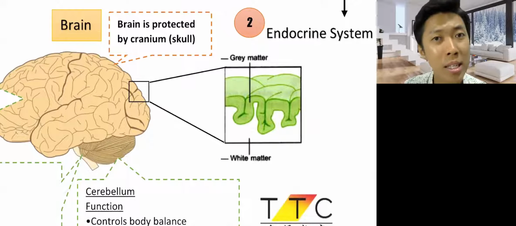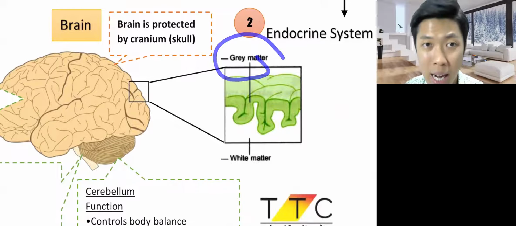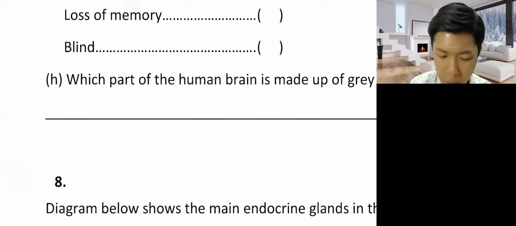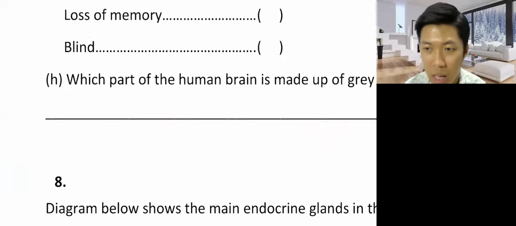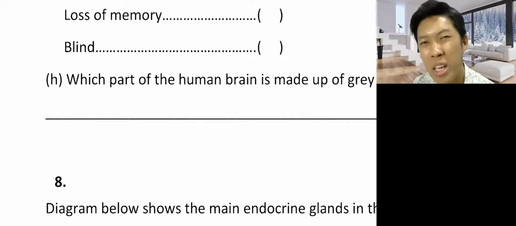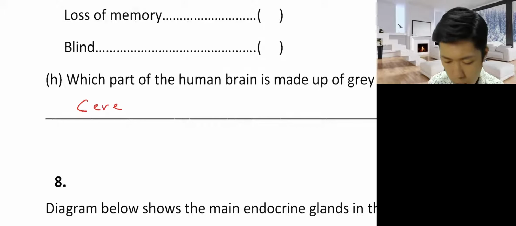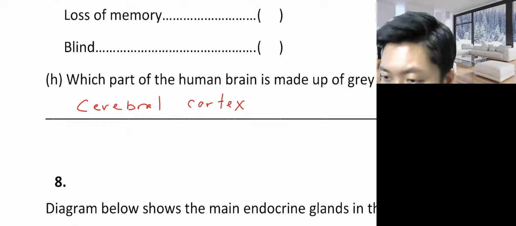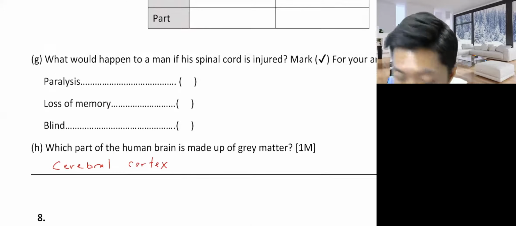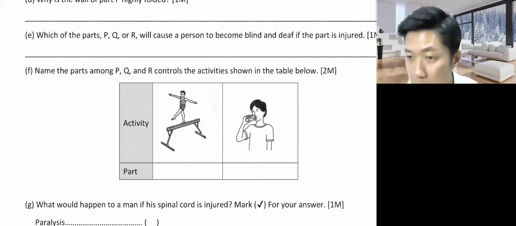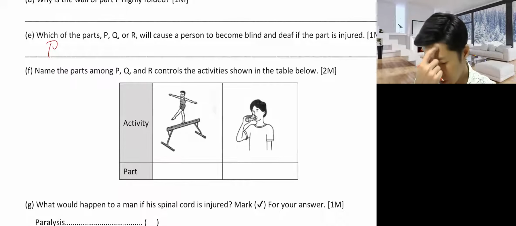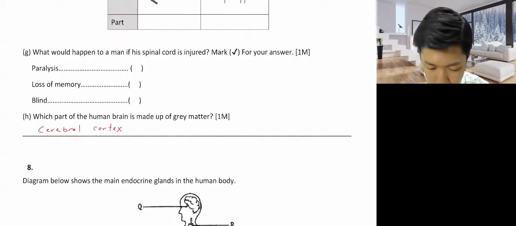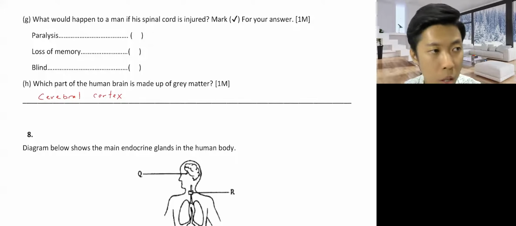The question is asking for the name of the part that makes up the gray layer. Of course you're not going to write gray layer. The question wants the name. A bit rare that we will see this, but it's okay to learn and remember now. It's called the cerebral cortex. Answer for E is part P. Yes, Mei Qi, part P. Cerebrum controls senses, and blind and deaf belong to senses. Okay, cerebral cortex.